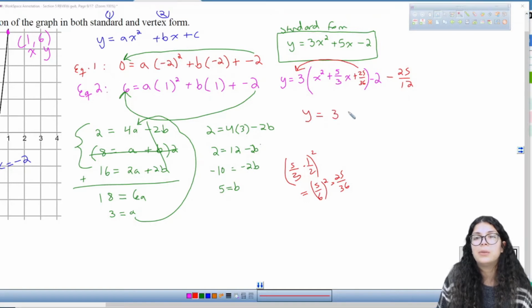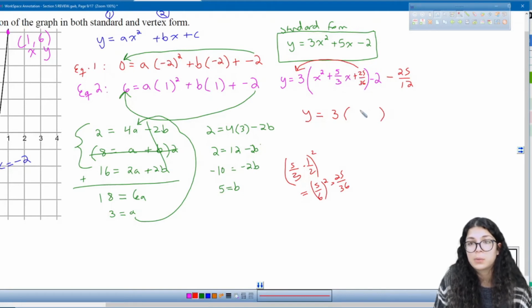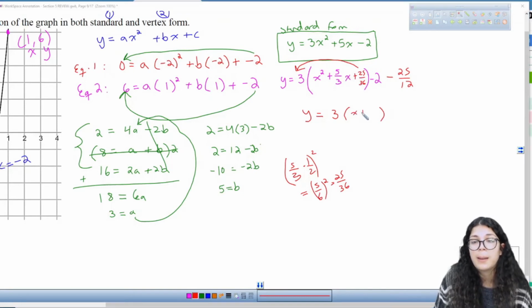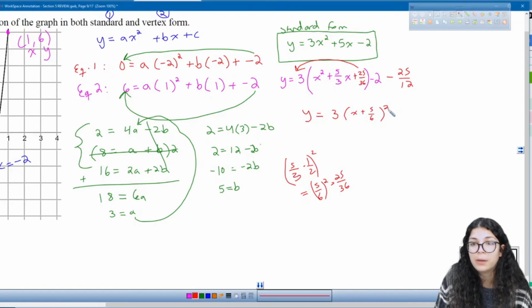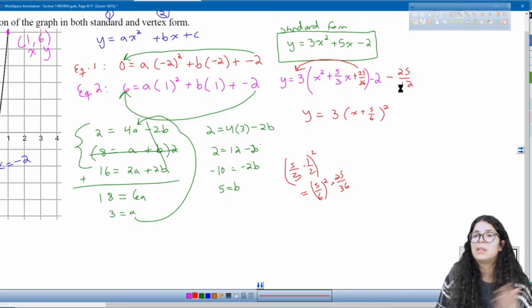So now all I have to do is factor this. Okay, which x squared plus 5 over 3x plus 25 over 36 would factor into x plus 5 over 6 squared. Okay, you can always check 5 over 6 times 5 over 6, 25 over 36, good. 5 over 6 plus 5 over 6, 5 over 3, good. And then on the back, we just need to simplify negative 2 minus 25 over 12.